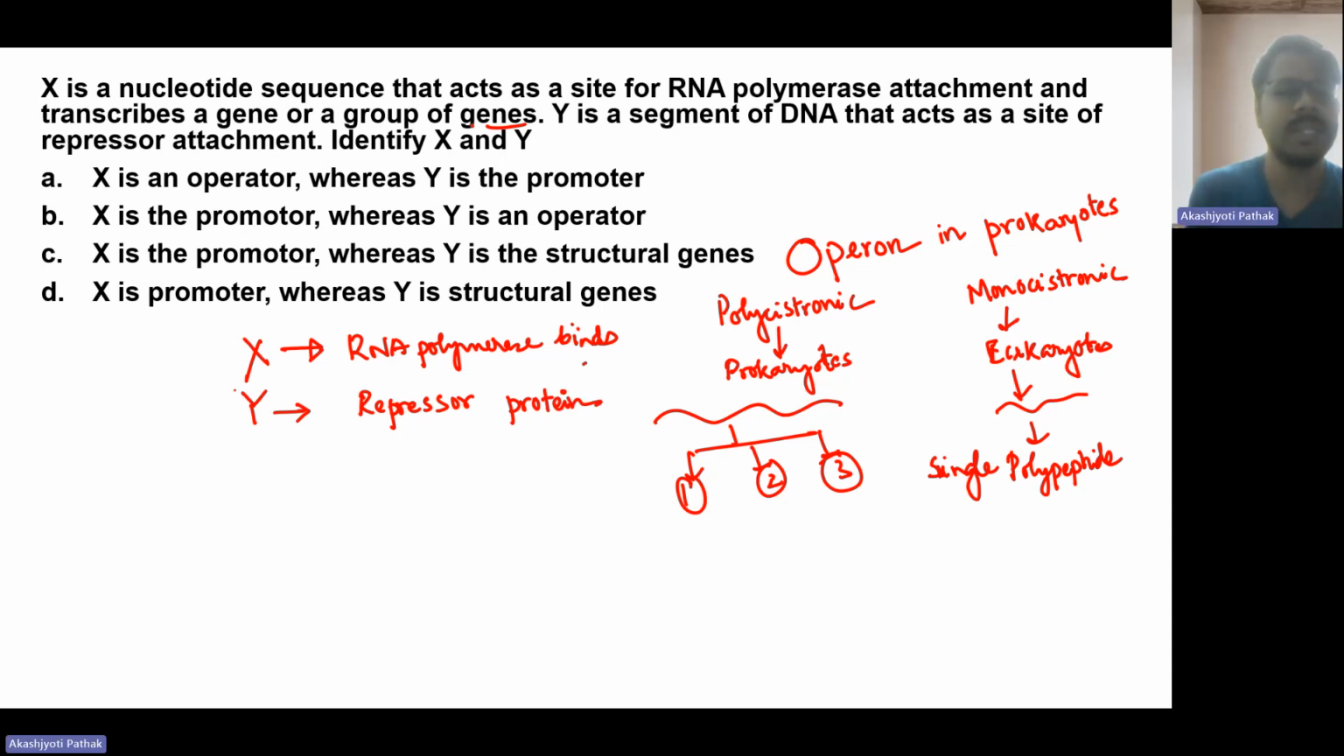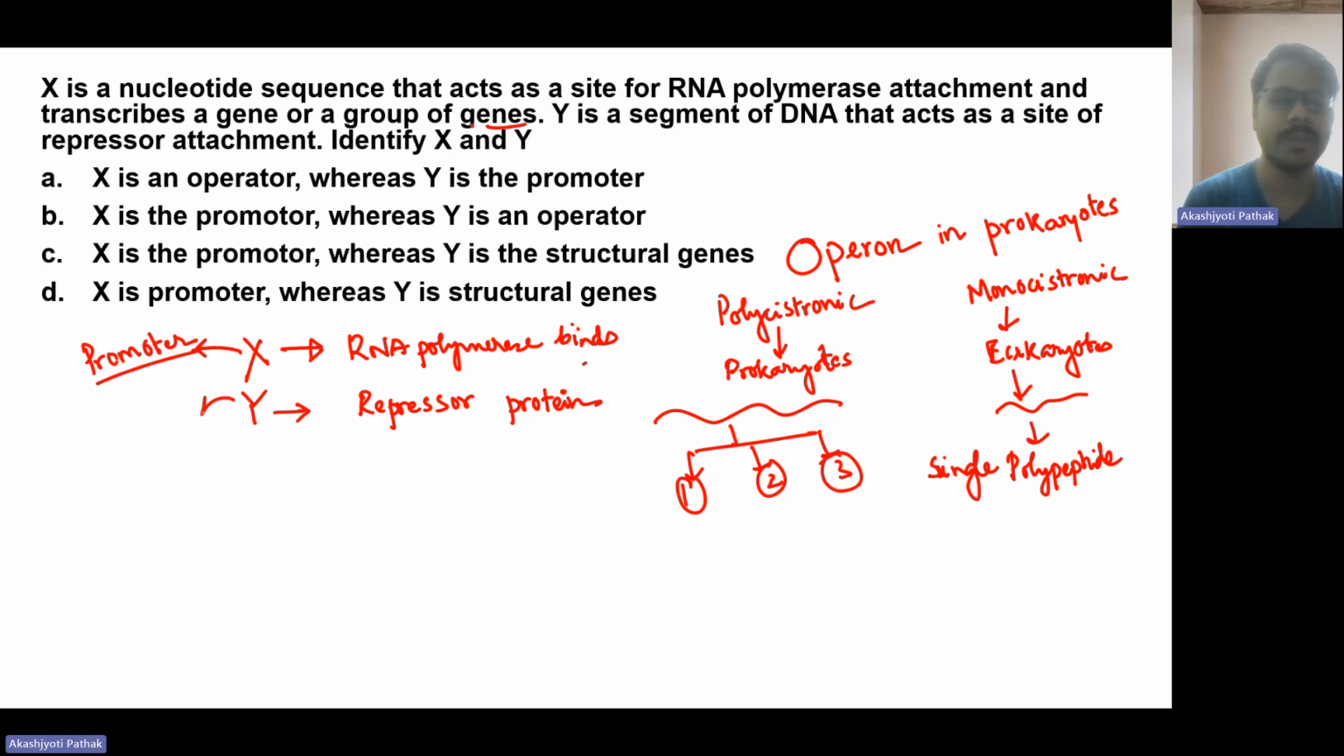So what is this region called? This DNA region where RNA polymerase binds is called the promoter region. It is a region of the DNA sequence which is recognized by RNA polymerase and is the site where transcription initiation will take place, right?